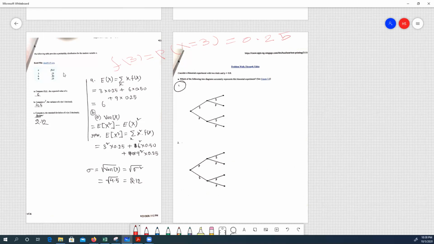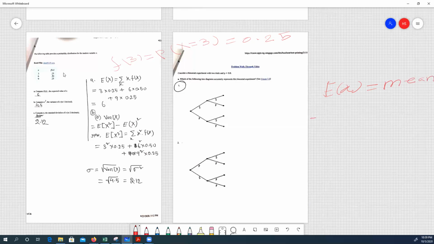Similarly, f of 6 means when x is 6, f of x is 0.50. That's when the probability of x equals 6 is 0.50, and the probability of x equals 9 is 0.25. Okay, so now we have to compute the expected value of x. So what is the expected value of x? Actually, the expected value of x is the mean, which is called the population mean.